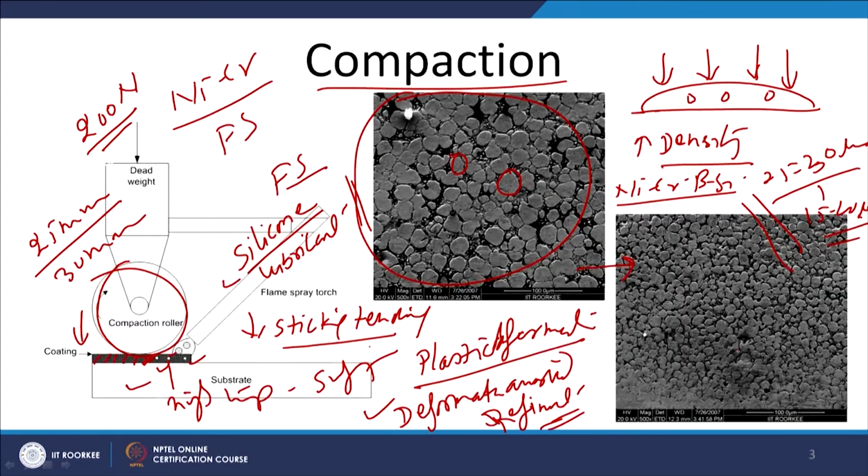So, this is one way of enhancing the performance of flame sprayed coatings, which suffer primarily from coarse grain structure, porosity, the presence of inclusions as well as poor bonding strength. However, this compaction process may not be able to do much to enhance the coating substrate bond strength.